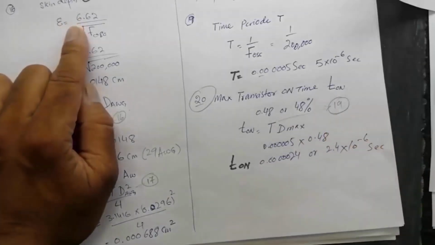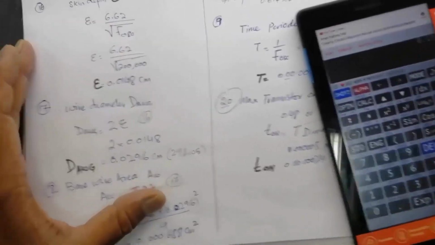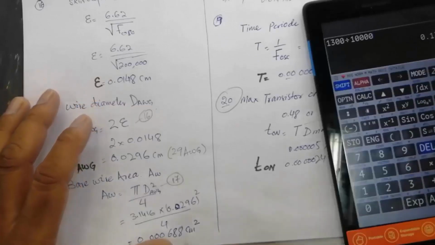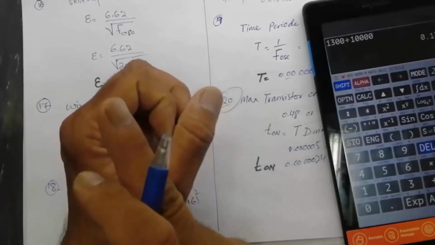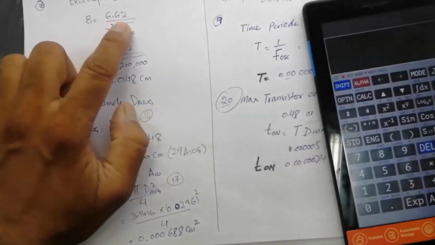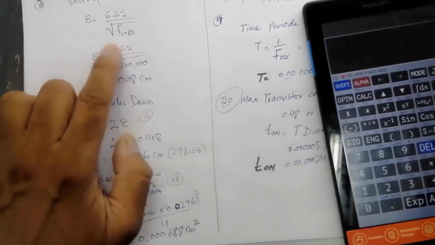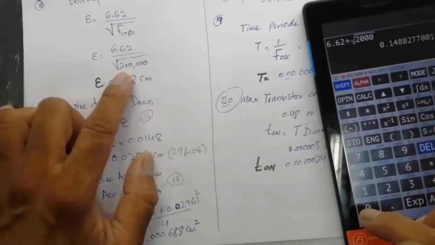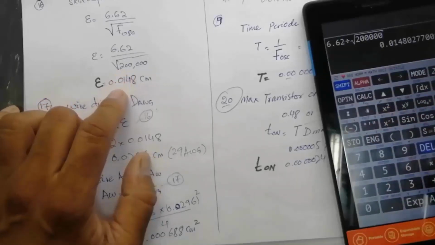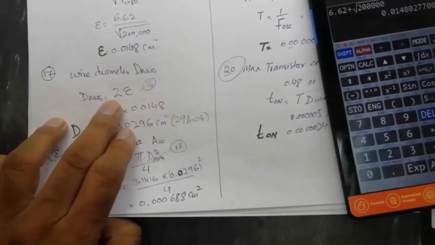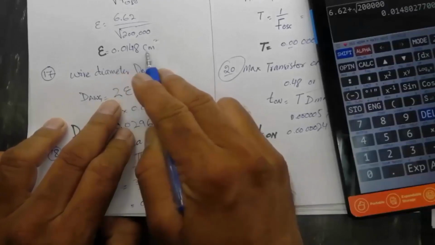Skin depth. What is skin depth? At 200 kilohertz frequency, we have to select a wire that should be used properly. The full amount of copper should be used at 200 kilohertz. That is 6.62 divided by the square root of F oscillator, and it is 6.62 divided by the square root of 200 kilohertz. It is 0.148 centimeter. Wire diameter is 2 multiplied by the skin depth.